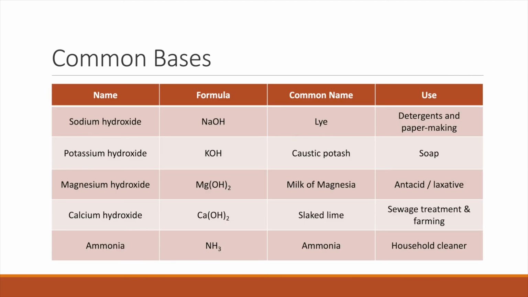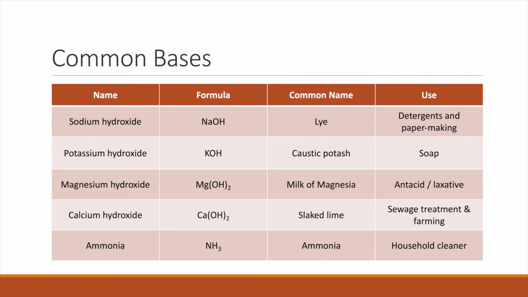So, some common bases. We've got sodium hydroxide, which is lye. It's used in detergents and in paper making. Potassium hydroxide is caustic potash, which I have never actually heard it called before, but it's used in soap. Magnesium hydroxide, Mg(OH)2, is commonly called milk of magnesia. You can find it in the pharmacy aisle. It's an antacid and also a laxative, so not only will it calm your stomach, it'll very much upset it as well. Some of you might have taken that before if you've ever had medical issues with your stomach.